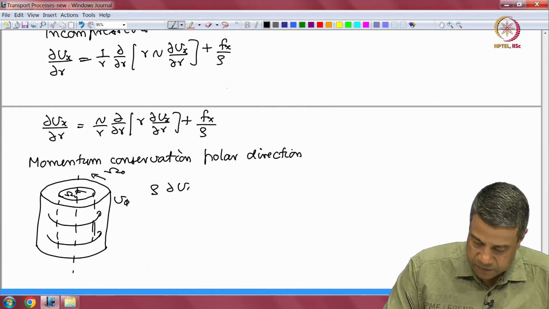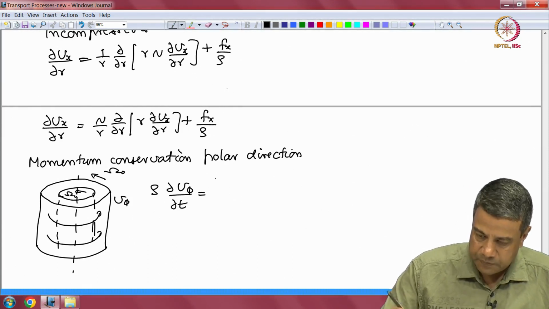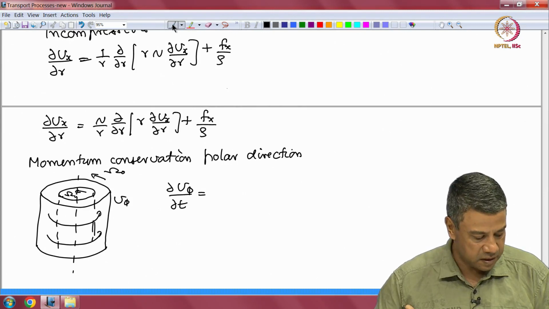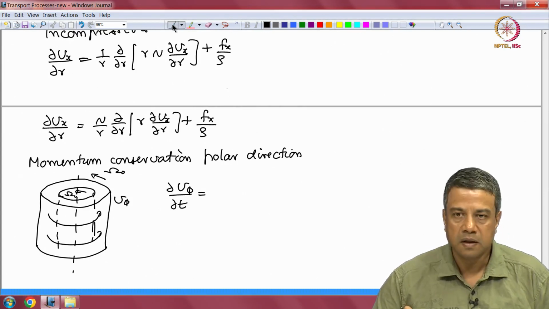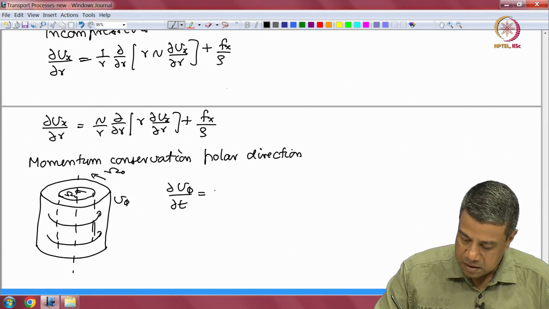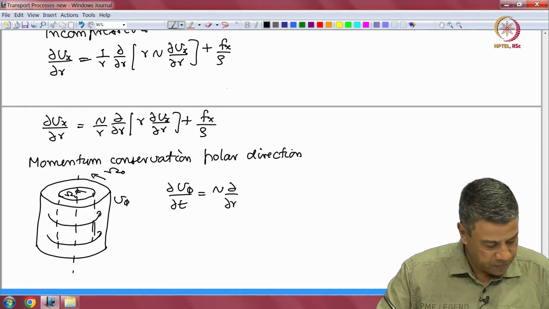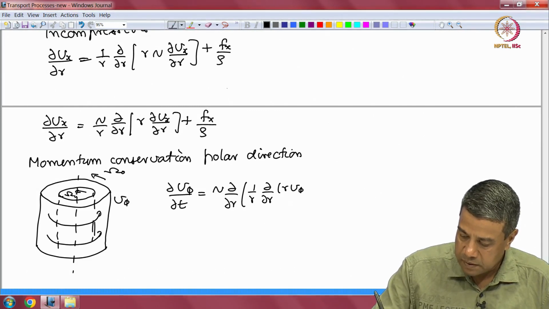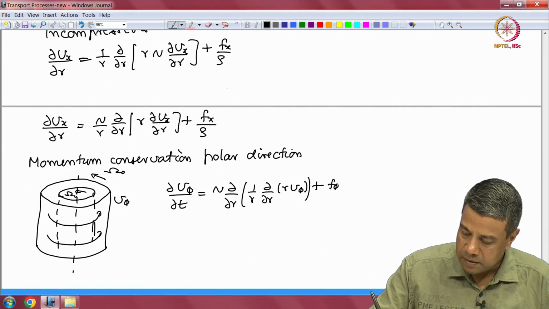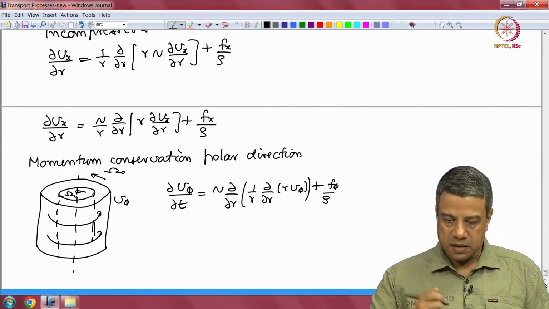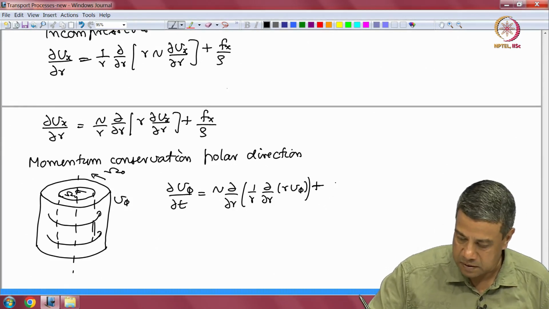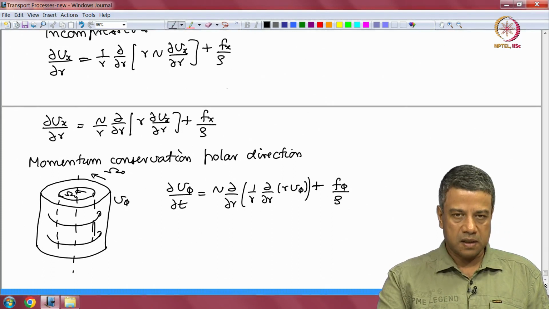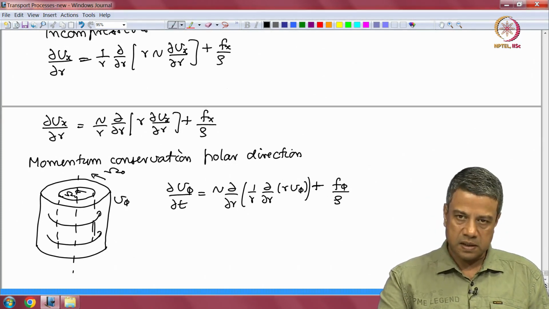rho into partial v phi by partial t is equal to, or I will just write in terms of kinematic viscosity. This expression I am writing only for the case where the kinematic viscosity is a constant. This will be nu d by dr of 1 by r d by dr of r v phi plus f phi by rho. This is the equation for the case where the kinematic viscosity is a constant, where nu is the kinematic viscosity, v phi is the velocity around the axis, and f phi is the body force density in that direction.